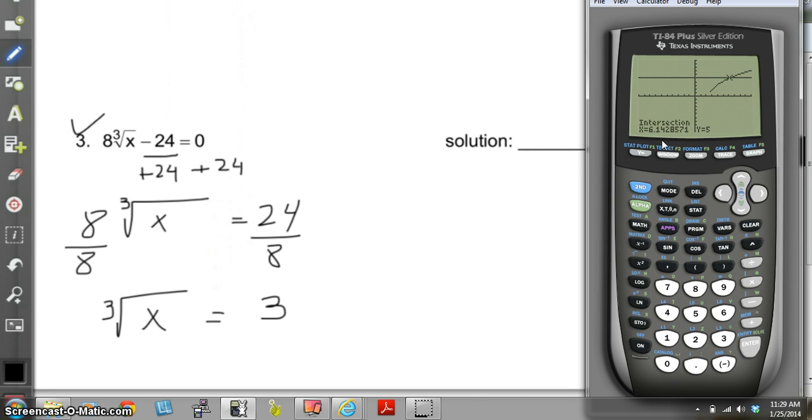Now you isolated your radical. Now you need to get rid of the radical. Now what is the index? 3. So you need to cube both sides to get rid of the radical. So the power has to be the same as the index for the radical to be gone away. So now x is equal to 3 times 3 times 3, which is 27.